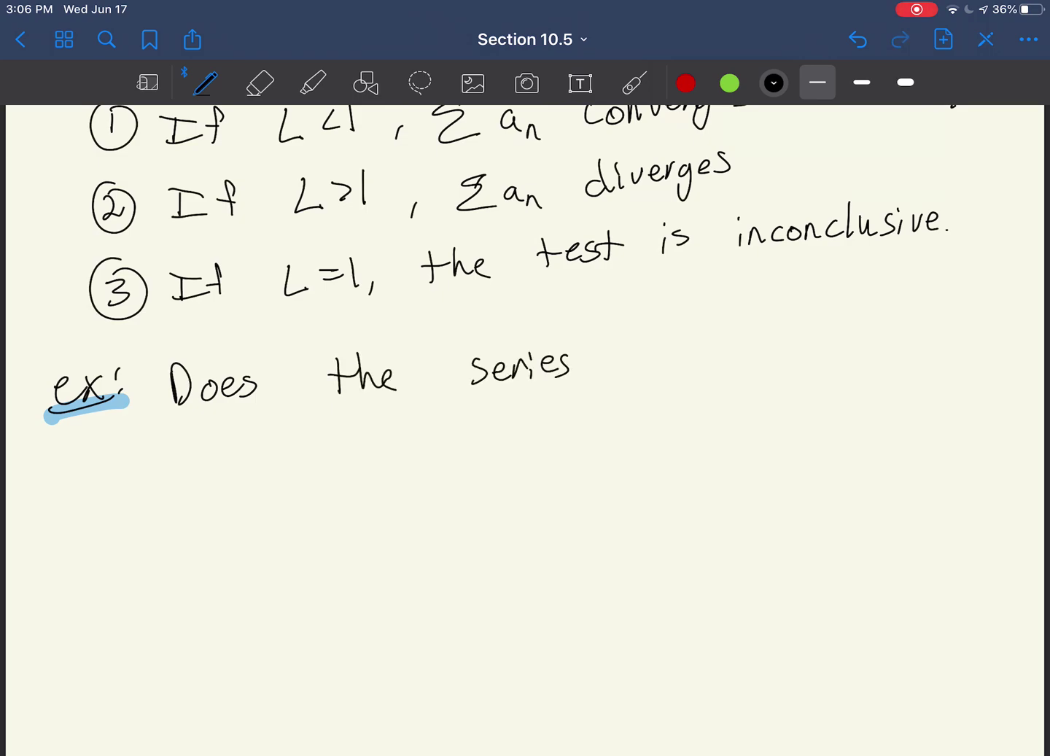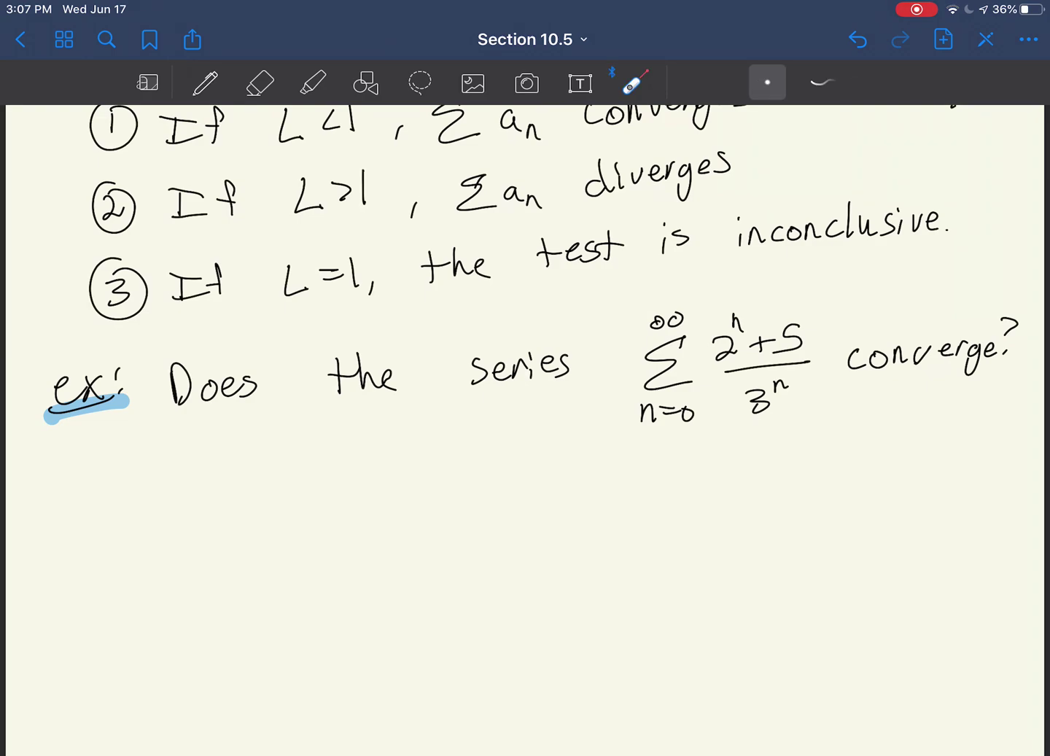So example, does the series summation from n equals 0 to infinity of 2 to the n plus 5 over 3 to the n converge? So first off, I'm going to just immediately say, yes, it does. So we have two ways of doing this. The first way I'm just going to talk through. The second way I'll actually do. The first way does not use the ratio test.